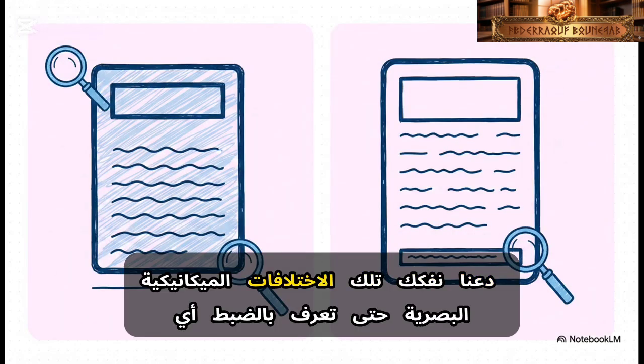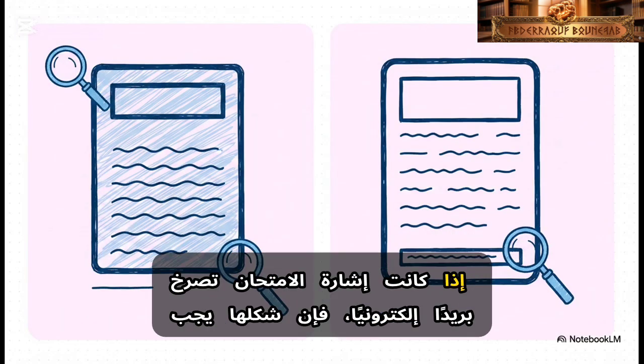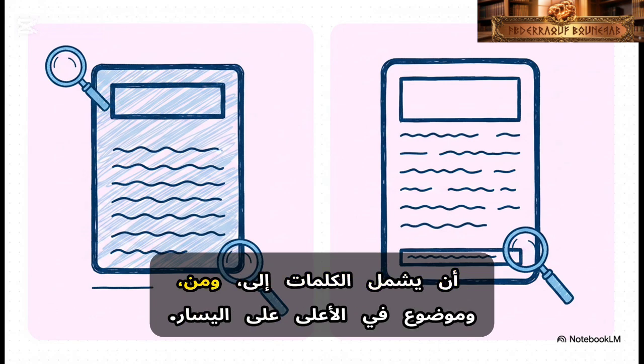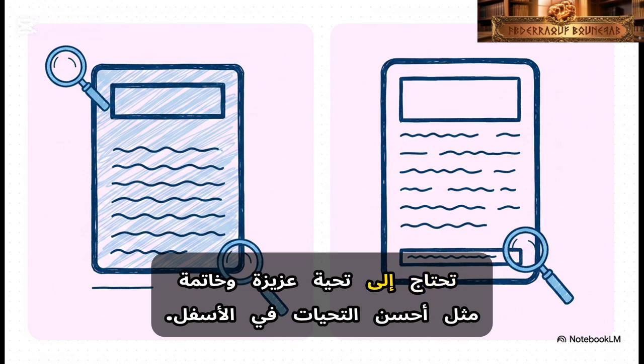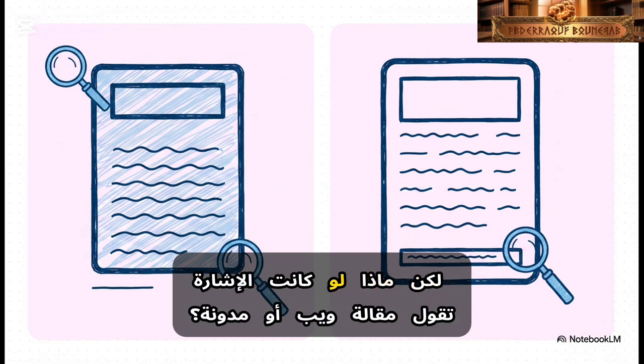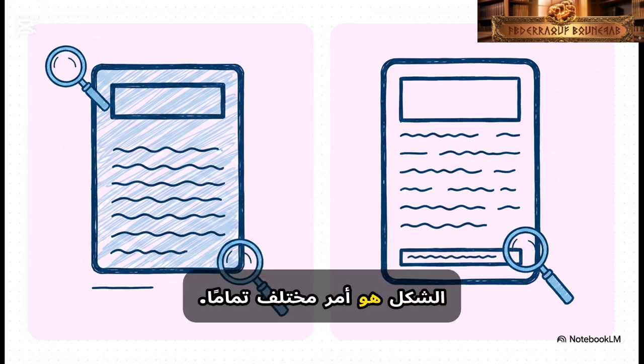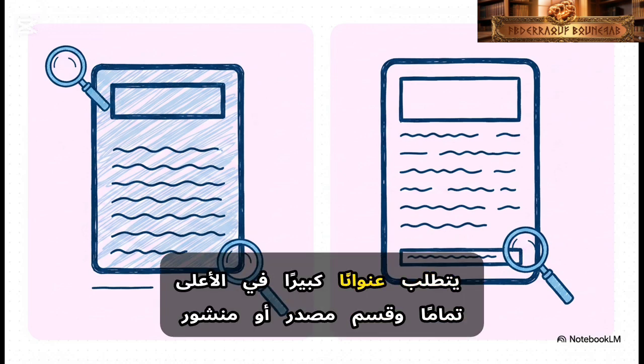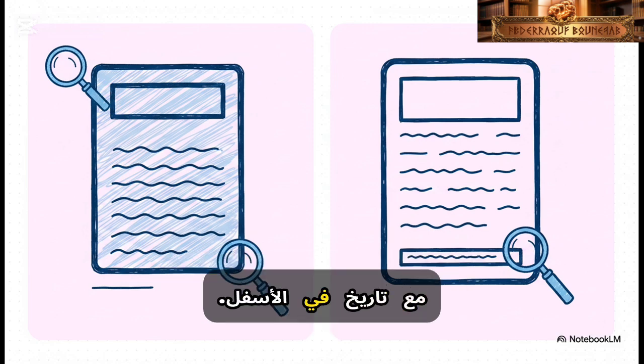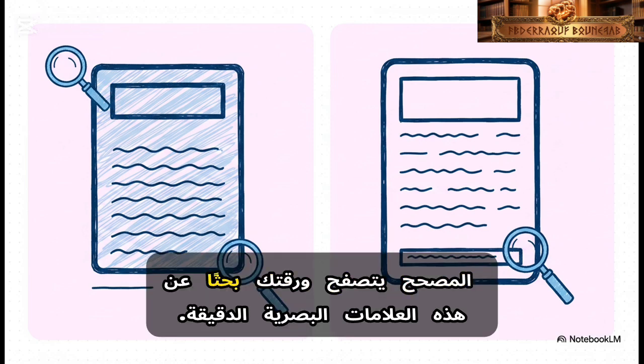Let's break down those mechanical, visual differences so you know exactly which empty boxes to draw. If the exam clue screams email, your shape absolutely must include the words to, from, and subject at the top left. It needs a dear greeting and a sign-off like best regards down at the very bottom. But what if the clue says web or blog article? The shape is a whole different ballgame. It requires a big title at the absolute top and a source or posted by section with a date right at the bottom. The grader is specifically scanning your paper for these exact visual markers.